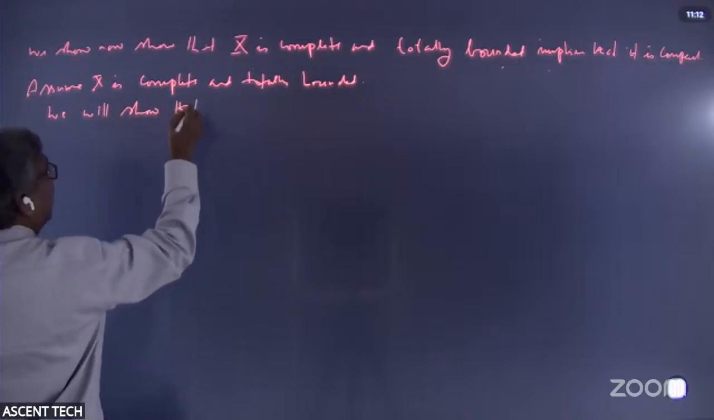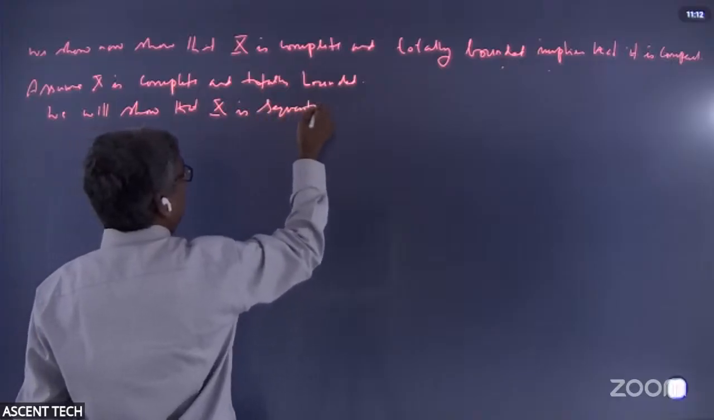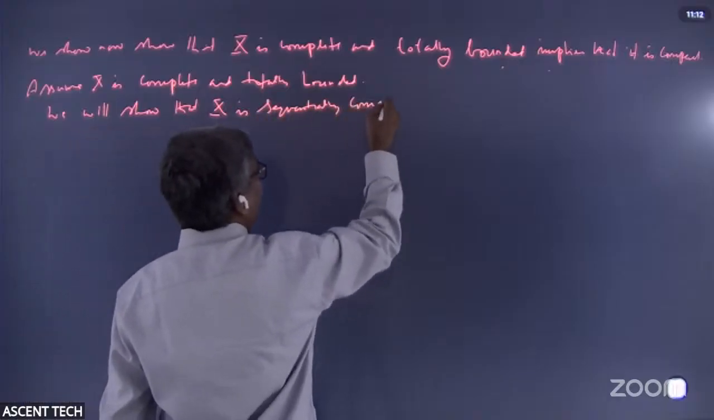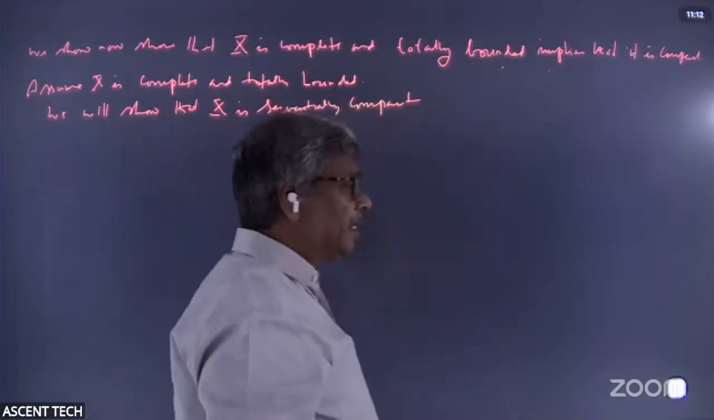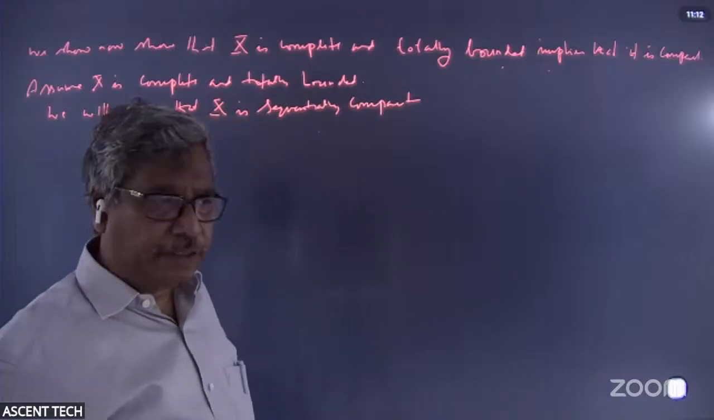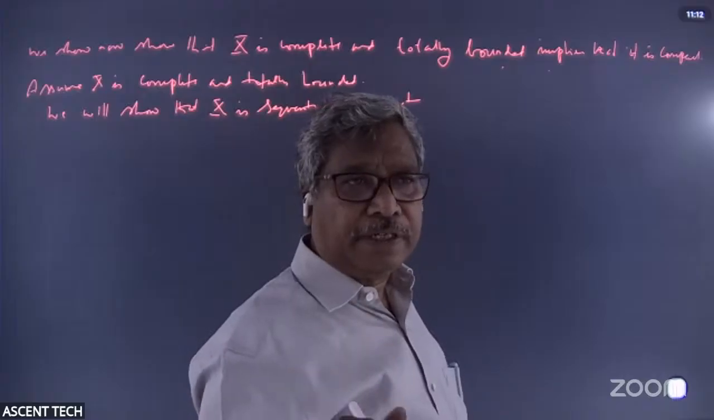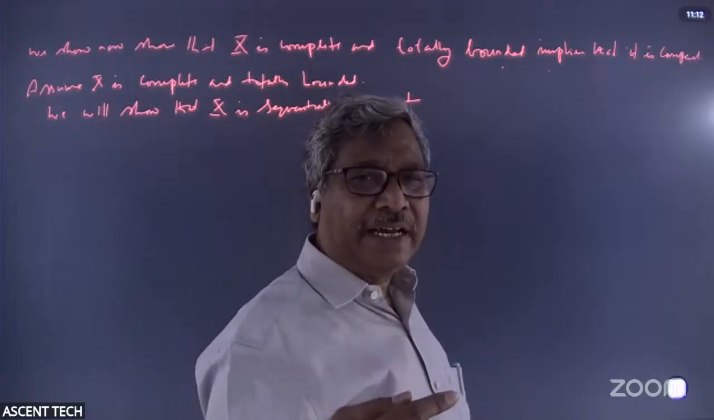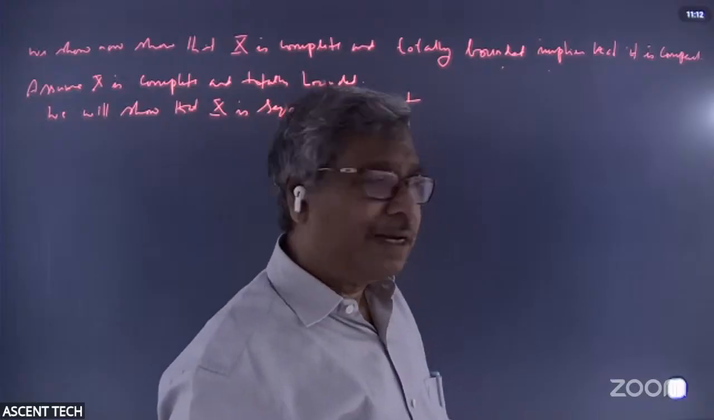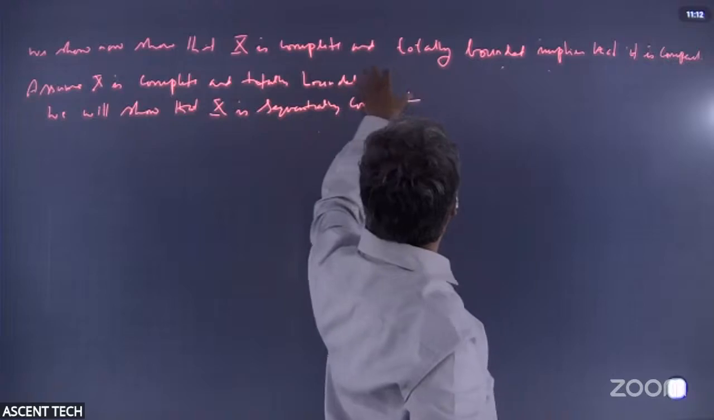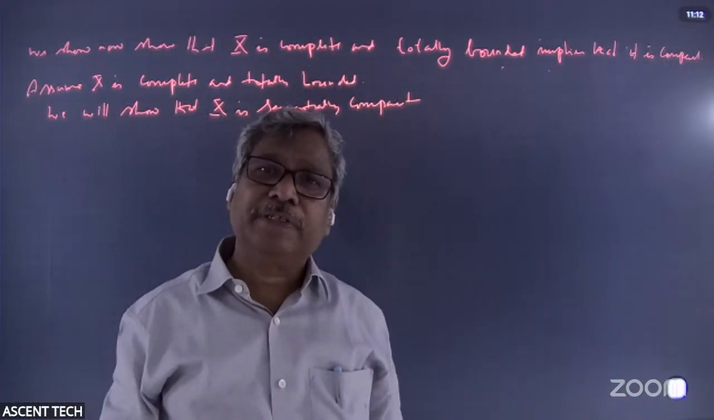So we will show that X is sequentially compact, and then it becomes compact. Sequentially compact means I have to show that every sequence has a convergent subsequence. So I take a sequence. In order to show this, I will extract a subsequence of this sequence which is Cauchy. And since the space is complete, the Cauchy sequence converges. That means the subsequence of the given sequence converges.